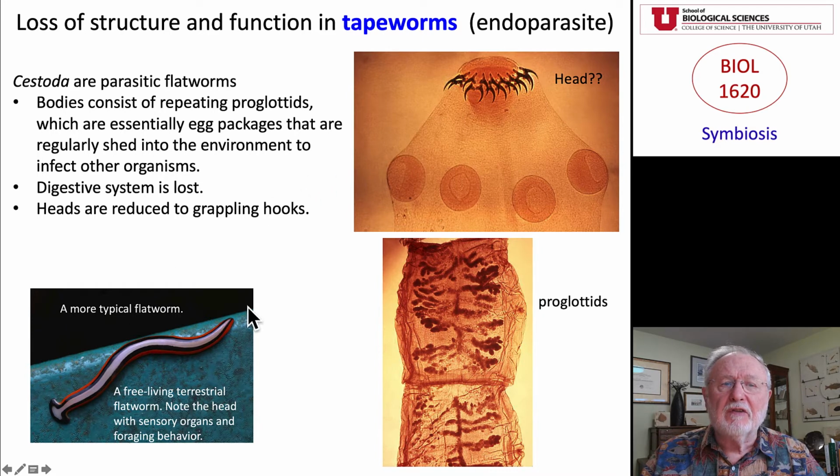Quite different in contrast from a free-living terrestrial flatworm. The other thing that you notice is that when you begin to look at the body parts, the proglottids are essentially reproductive factories. The nutrition comes in and they are constantly reproducing, and then these proglottids break off as part of defecation and are then transferred to another organism through that external connection. So the digestive system is essentially lost, the heads are reduced to grappling hooks, and they are essentially reproductive machines.